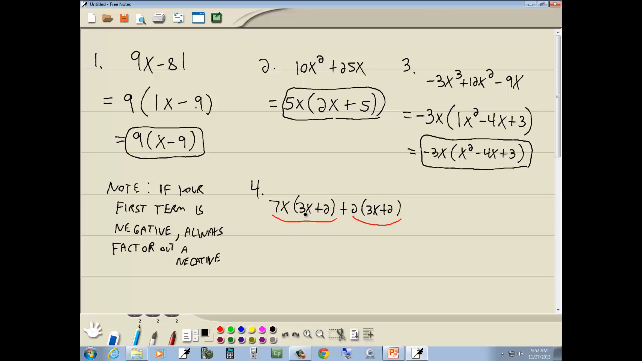As I look at these, I notice that they both have a 3x plus 2 in parentheses. So that's what they have in common. That's our GCF. So we'll factor out a 3x plus 2. Now to decide what goes in your second set of parentheses, you can now cross out these 3x plus 2's. And what isn't crossed out is what goes right over here, which would be 7x plus 2. And that's our answer.